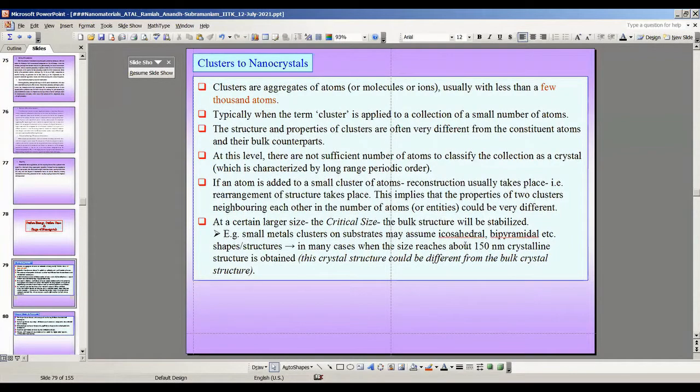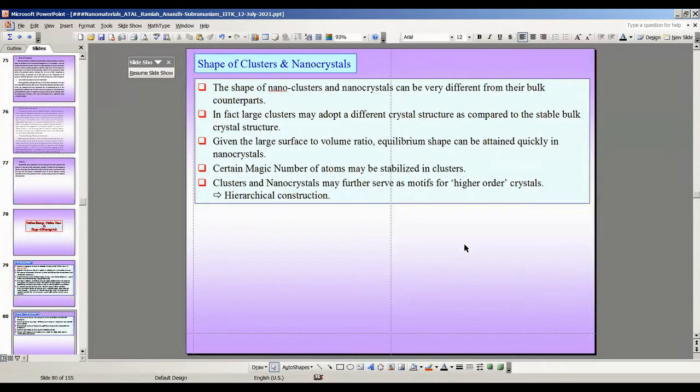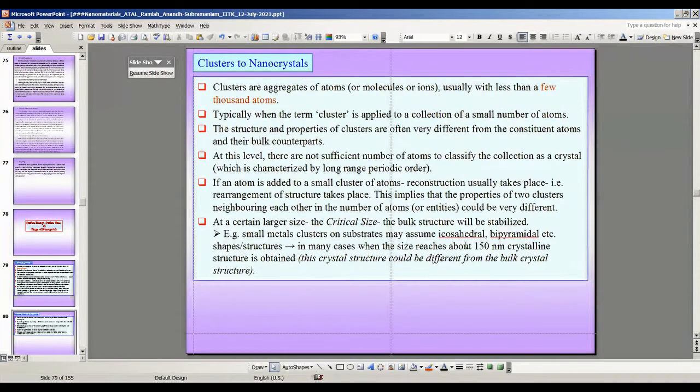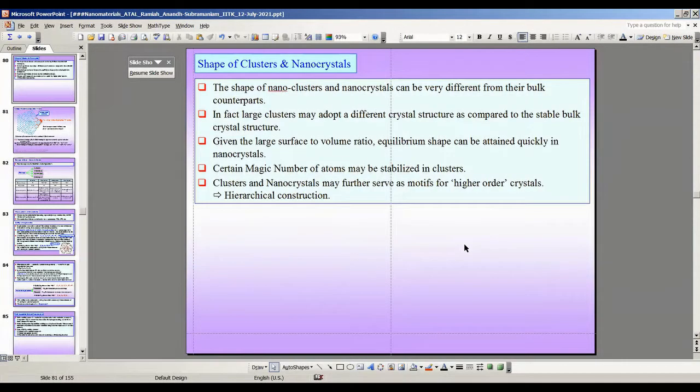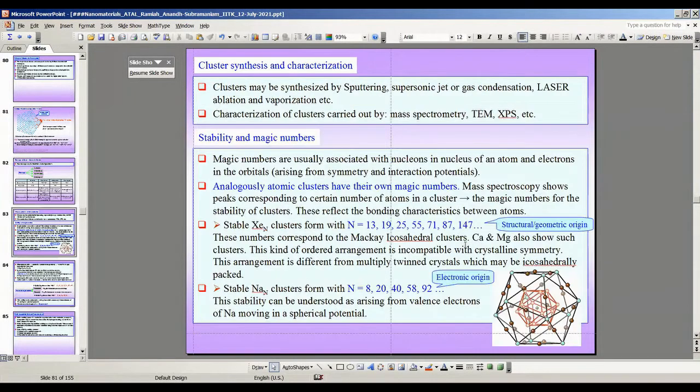You have a regime which is called clusters, and from clusters you can go to large clusters and nanoparticles, and then finally to the bulk. And this is the range of sizes you need to consider. When you talk about clusters, as we shall see soon, there may be certain magic numbers of atoms which are stabilized.